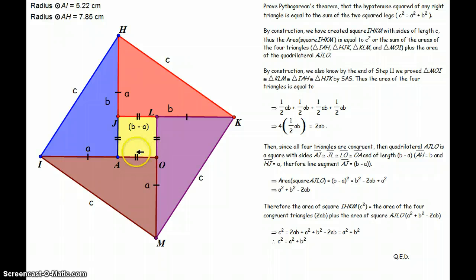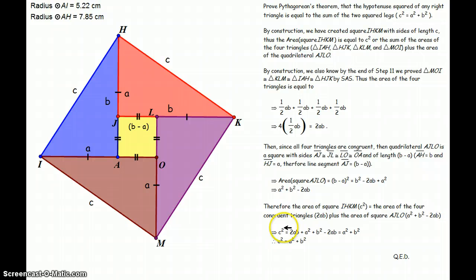Therefore we can say the area of square AJLO is equal to (B minus A) squared, which is equal to b squared minus 2ab plus a squared, which we can rewrite as a squared plus b squared minus 2ab. Therefore, the area of the square IHKM is equal to the area of the four congruent triangles, 2ab, plus the area of the square AJLO, a squared plus b squared minus 2ab.